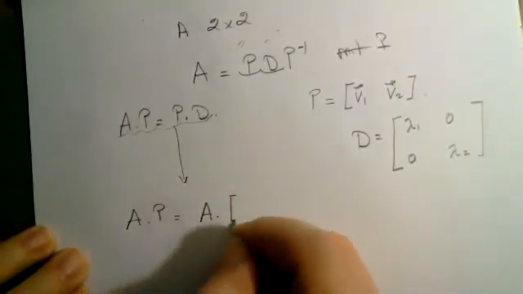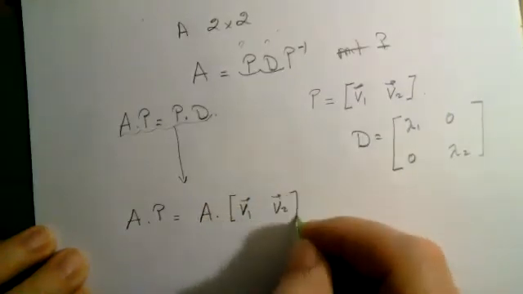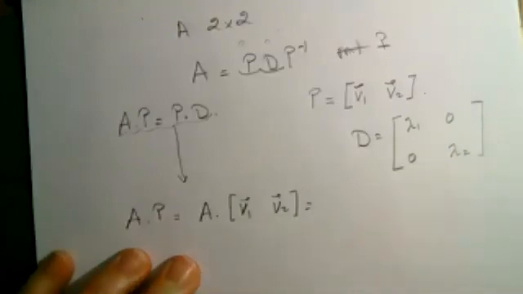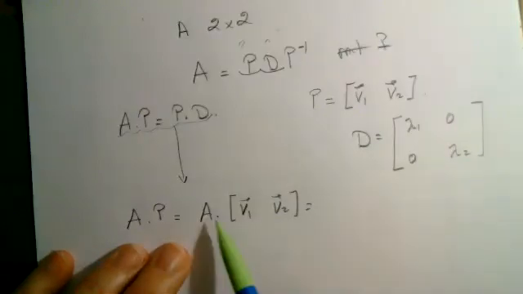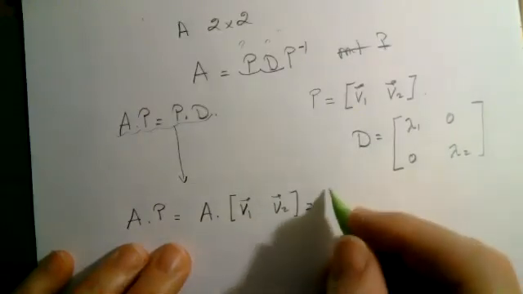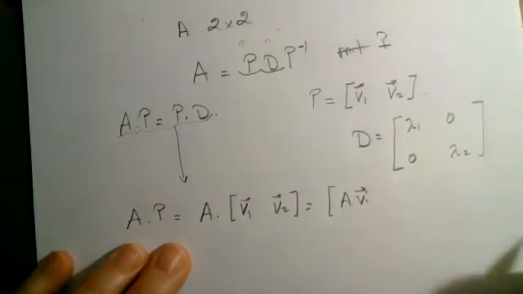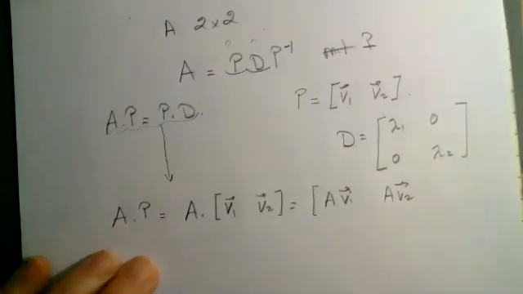times V1, V2. Now, there is one thing we saw at the beginning of the semester. If you guys remember that we talked about equivalent definitions of the multiplication. And we said that A times this is A times the first vector and A times the second vector.